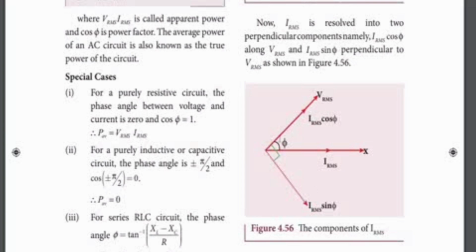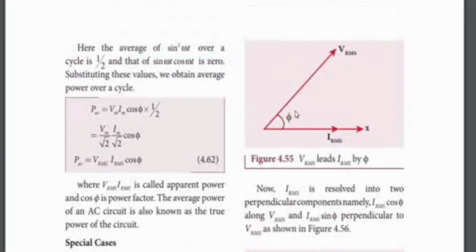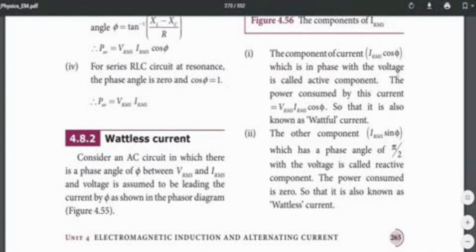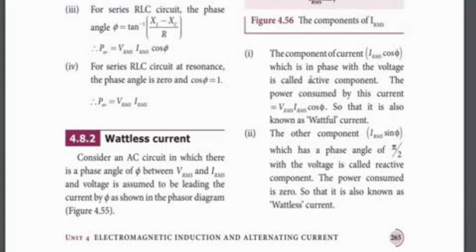So x component and that current are in the same direction. So IRMS cos phi goes in the same direction. But IRMS sin phi comes vertically. Looking at this, the current flows through the horizontal component. So when it flows through the horizontal component, the current flowing through IRMS cos phi, which is in phase with the voltage, is called the active component. The power consumed by this current is equal to VRMS IRMS cos phi. So it is also known as wattful current because the current is flowing through the factor of cos phi. That's why it is called the wattful current.